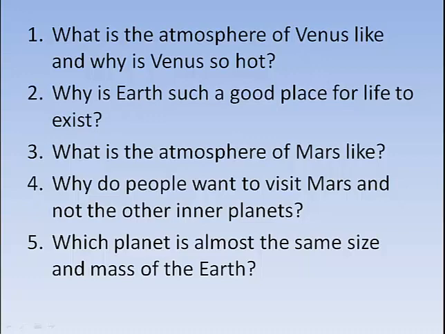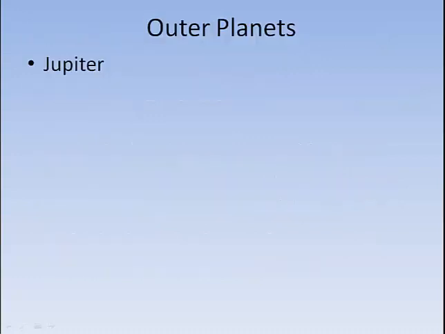Why do people want to visit Mars and not the other inner planets? Well, Mars has the most Earth-like climate of any planet, and it's possible for people to be able to live there. And the other inner planets are just absolutely inhospitable, and you wouldn't be able to survive on them. Which planet is almost the same size and mass of Earth? Well, that's Venus. Venus is our twin by size, mass, and gravity.